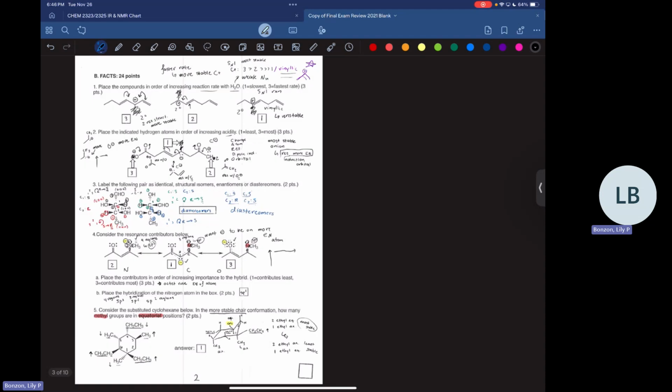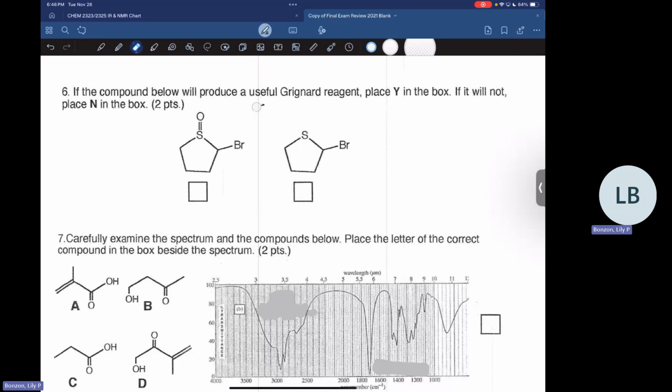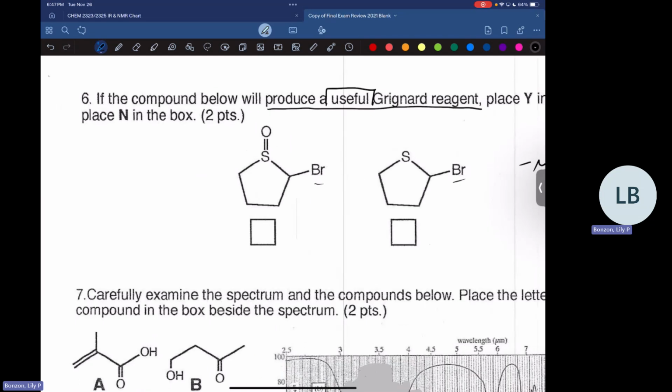Okay, I'm going to go ahead and move on to our second page of facts. So we have a Grignard question. We're asked to look at these 2 structures and see if they will produce a useful Grignard reagent. Whenever we need to form a useful Grignard reagent, you'll notice that we have a halide on our structure, so that would then go to form the Mg halide. But we need to make sure that the structure we have does not have any other reactive functional groups. Those would be acidic hydrogens, like OH, triple bond, terminal alkynes.